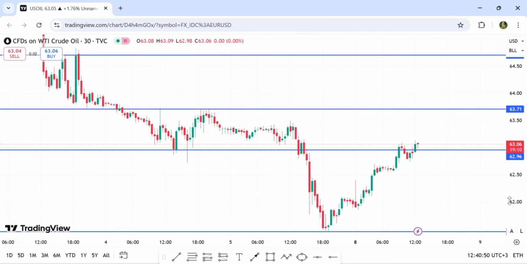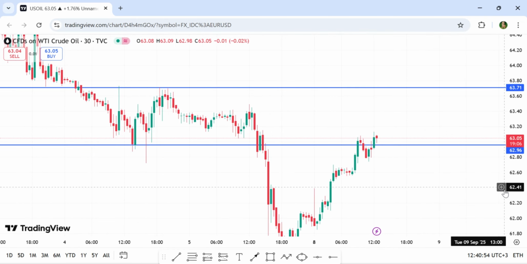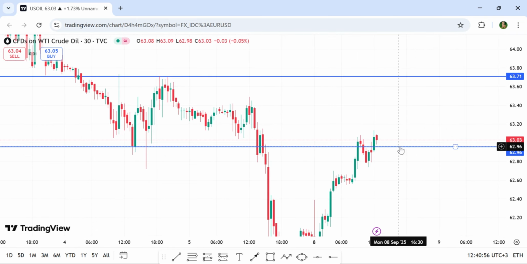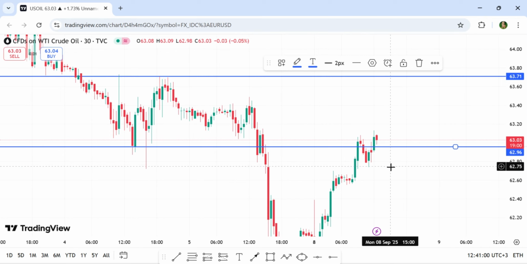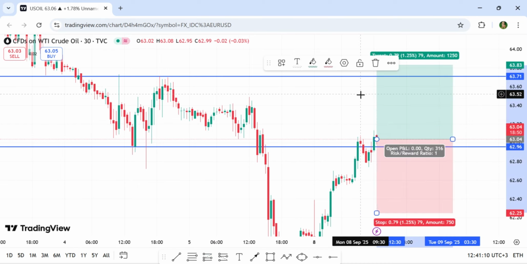And then when you go to 30, we can already see it's moving in a series of higher highs and higher lows. So we had a break above the resistance line and then a full body close above the line. So that means our momentum is bullish and we can take our buy trades around this point.